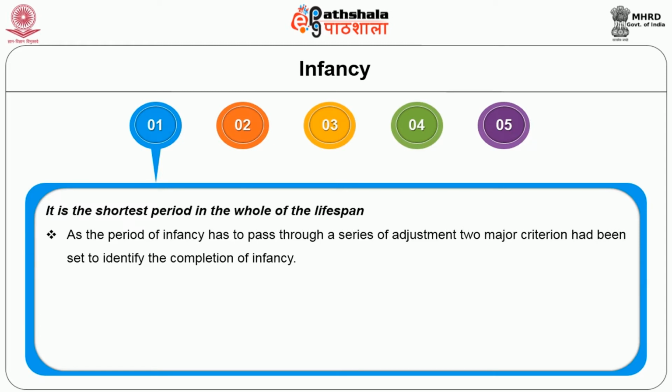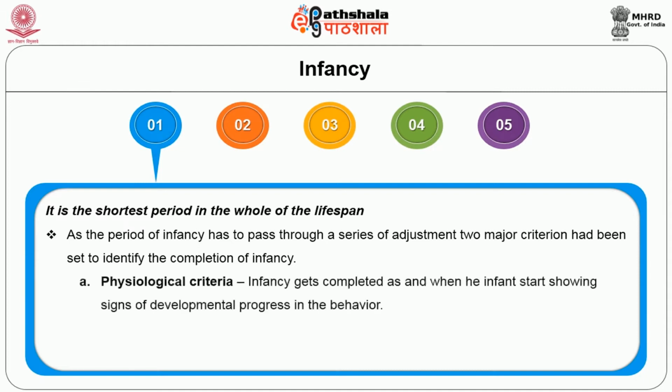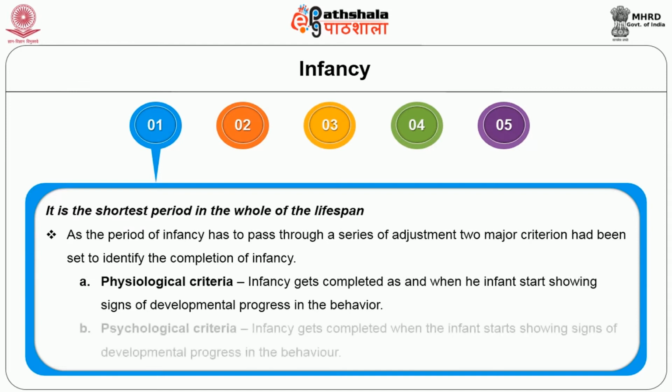As the period of infancy has to pass through a series of adjustments, 2 major criteria had to be set to identify the completion of infancy. First is physiological criteria. Infancy gets completed as and when the infant starts showing signs of developmental progress in the behavior. The second one is the psychological criteria. Infancy gets completed when the infant starts showing signs of developmental progress in the behavior.